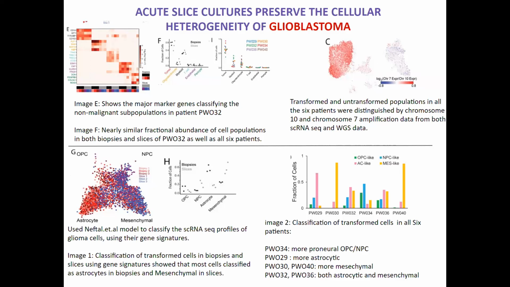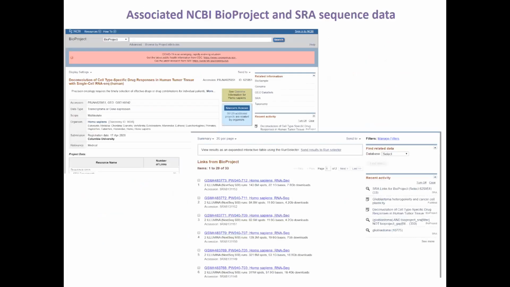Right down there, they have used a particular model. They have used the gene signatures to differentiate the cell populations that are there in the tumor subpopulation. So this is how they distinguished. And what we saw again was the NCBI BioProject, where we got the sequence data and all the publication information.